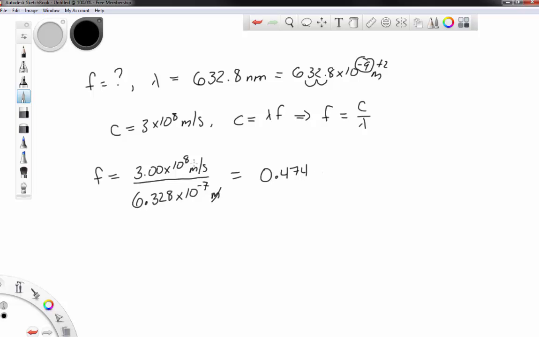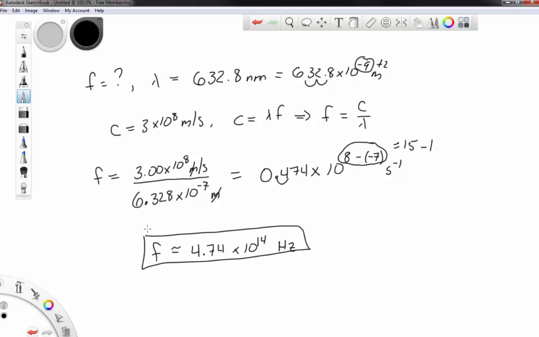The meters part, by the way, cancels, but we need to figure out the power. So it's times 10 to the 8 minus negative 7. And this is per second. So 8 minus negative 7 means that this thing right here is equal to 10 to the 15, and we need to actually move the decimal over by 1, so we subtract another 1, and you end up with frequency is approximately 4.74 times 10 to the 14 hertz.